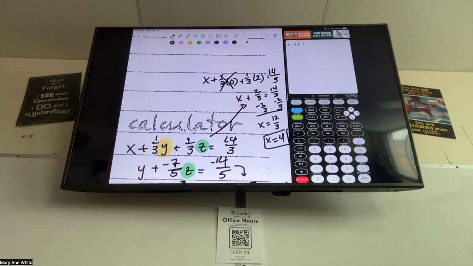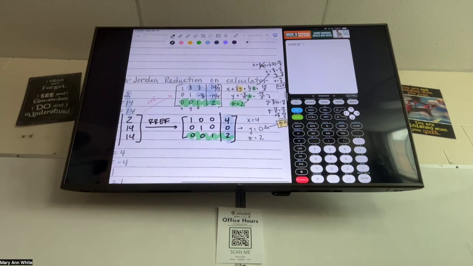So it would just be easier to do RREF. Sometimes I'll ask you to do REF, where I want you to substitute it back in, and you can always check your answer by doing RREF.